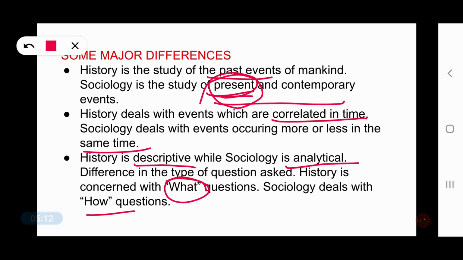To speak in more generalized terms, history is basically descriptive. It is a description of events that have occurred. Therefore, we associate what questions with the descriptive approach. That is, we ask questions about what had happened in a particular time. Whereas sociology is analytical, so it does not just ask what has happened, but it asks how the thing has happened. What are the social conditions that led to the thing happening? So, therefore, sociology is analytical and it deals with the how questions.